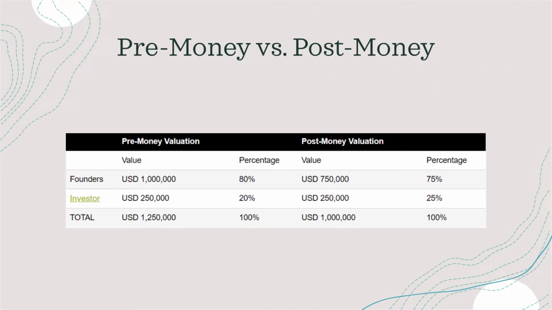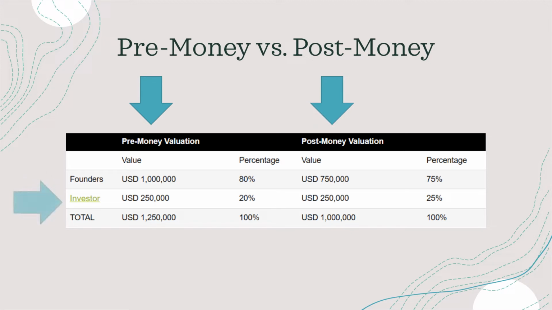Investors will negotiate your term sheet using either pre-money valuation or post-money valuation. So let's talk about what each looks like. Pre-money valuation refers to the value of your company, not including the investment. Post-money refers to how much money the company is worth after the investment.